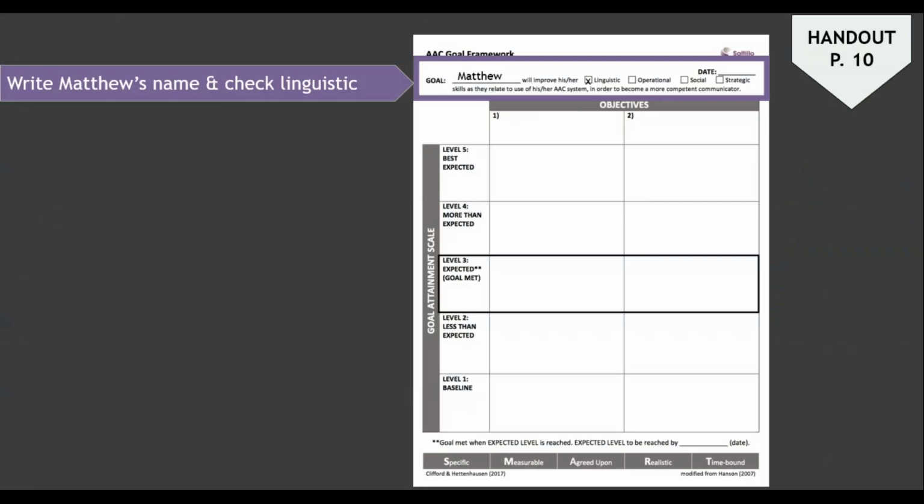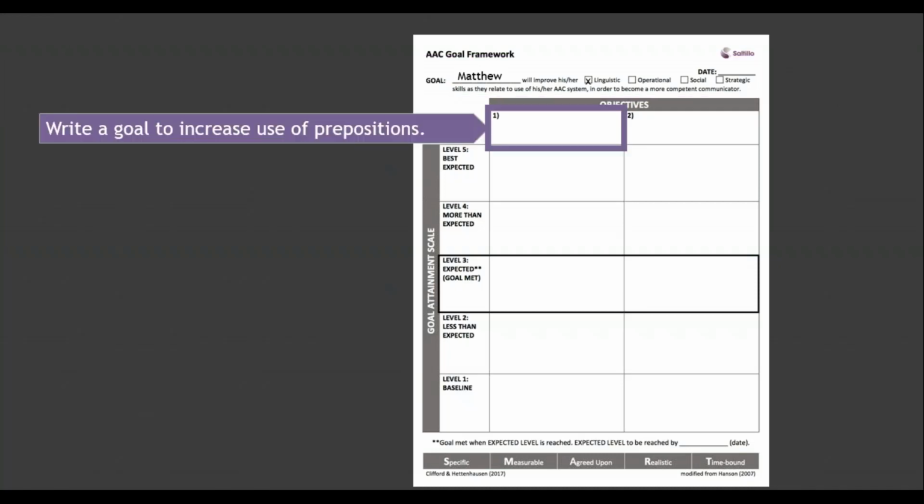The first thing we're going to do is fill in Matthew's name and check the competency at the top. We'll start with linguistic. Our overarching goal is to increase or improve Matthew's linguistic competency. Now, we can write a goal or objective to increase use of prepositions.